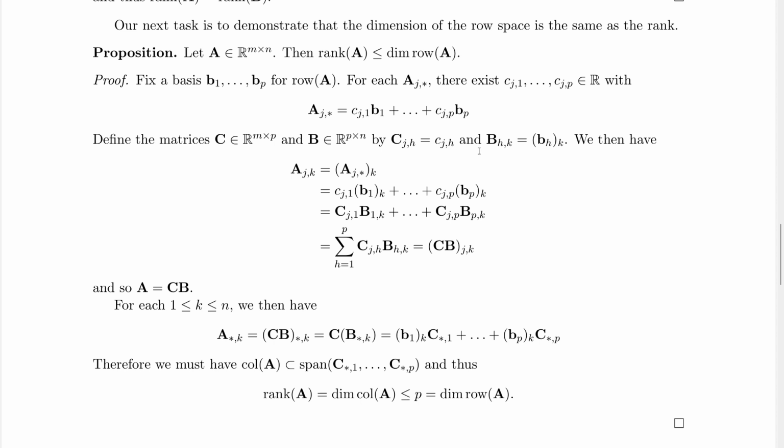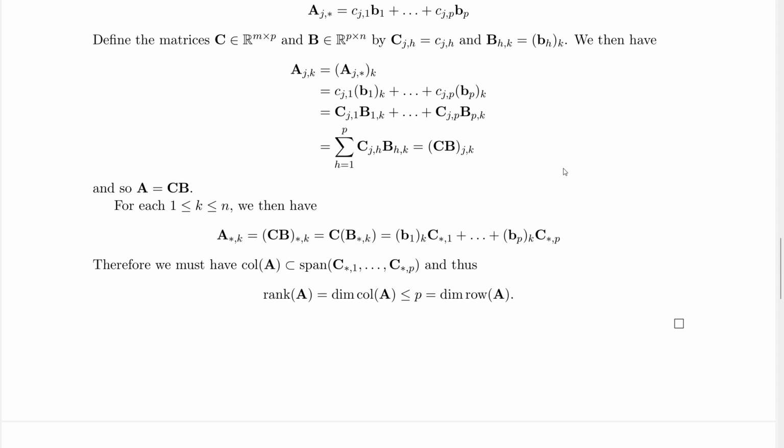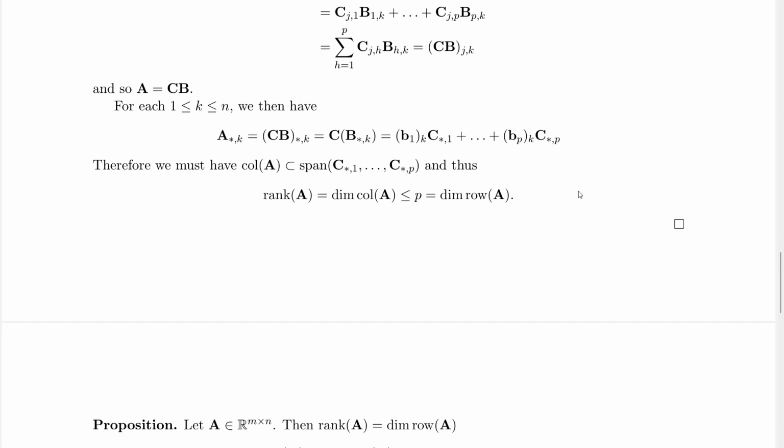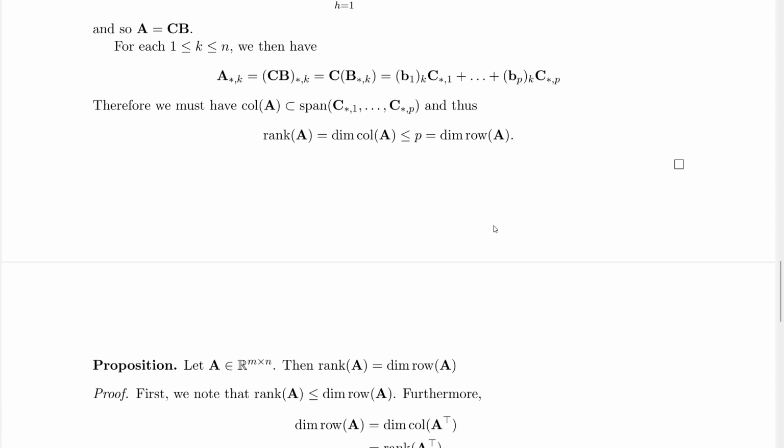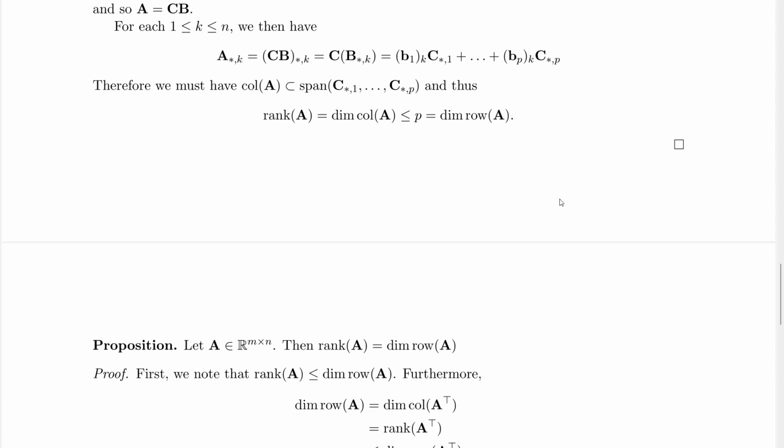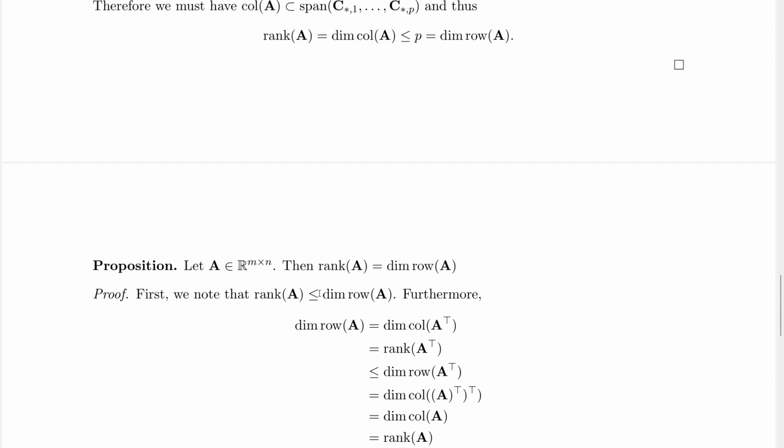Now, how do I get the equality? I'm claiming that these are actually the same, but right now I just have the inequality. Well, the equality is going to be pretty easy, which we'll now prove, because we're going to pull a little trickaroo. So we know that the rank does not exceed the dimension of the row space, so now we need to get that the dimension of the row space is less than or equal to the rank.